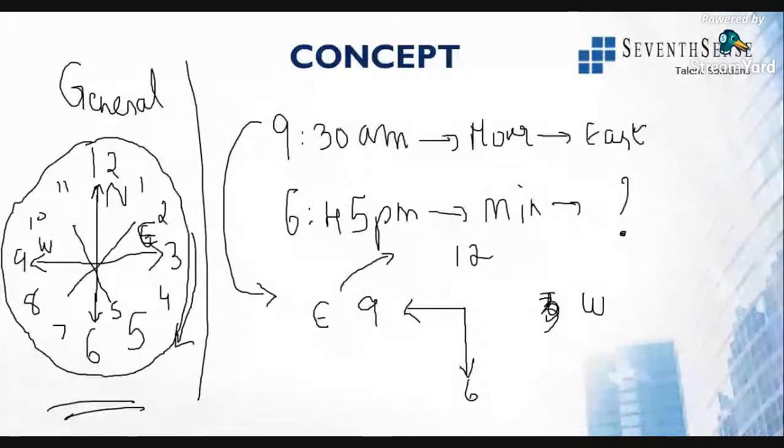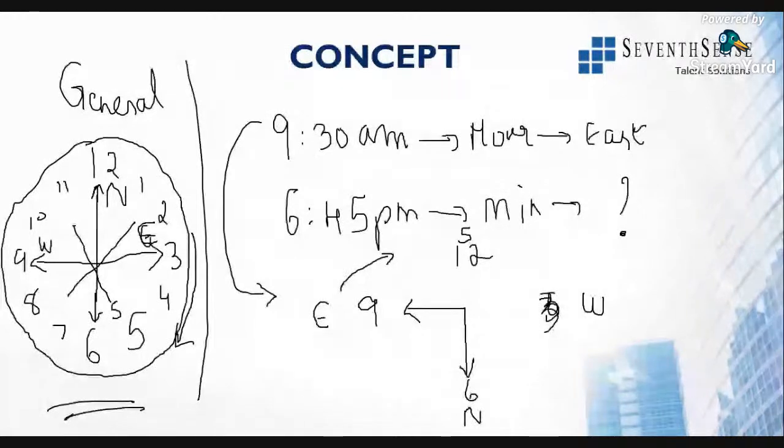After 3 it is 6, right? But here east is here. So what will 12 become? 12 will become south. All right. 12 will become south and 6 will become north.